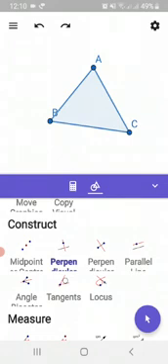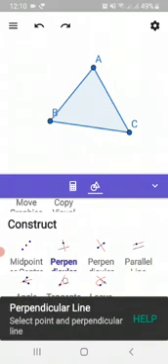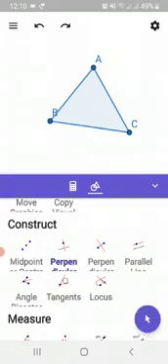So what is an orthocentre? Let us see. Orthocentre is a point of concurrency of altitudes in the triangle. So let us see how we get the altitudes. I have selected this perpendicular line tool, and from A let us draw a perpendicular on BC.